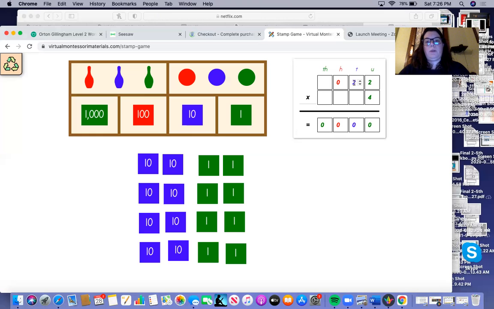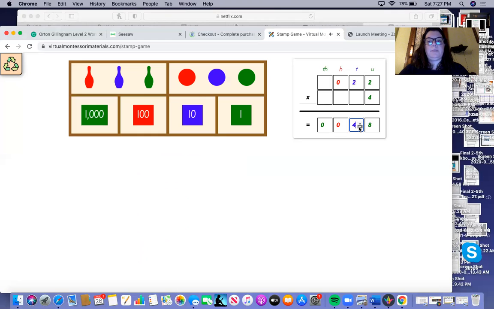So essentially, if we want to forget about the tens for a minute, we have 4 groups of 2 units, which means we have 2, 4, 6, 8. And then we have 4 groups of 20, which would be 20, 40, 60, 80. So our answer, 22 times 4, is 88. Easy peasy, right? Lemon squeezy.